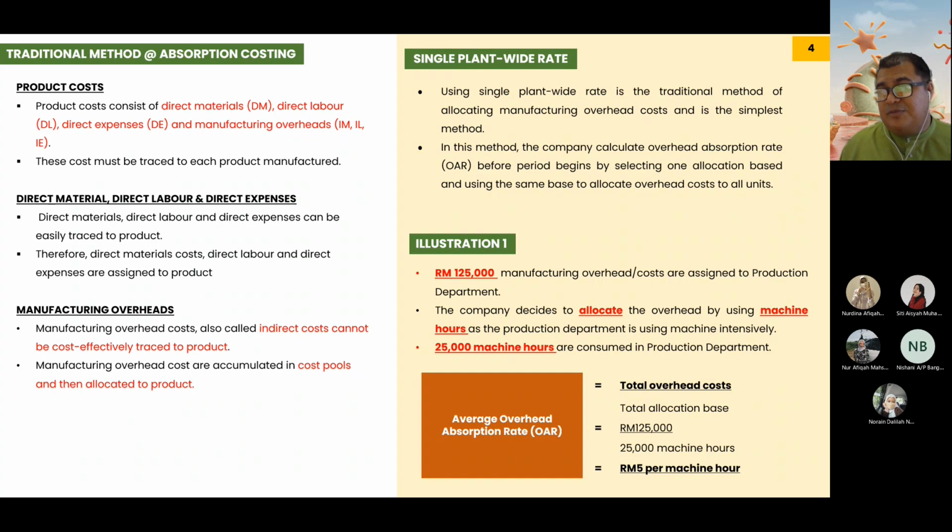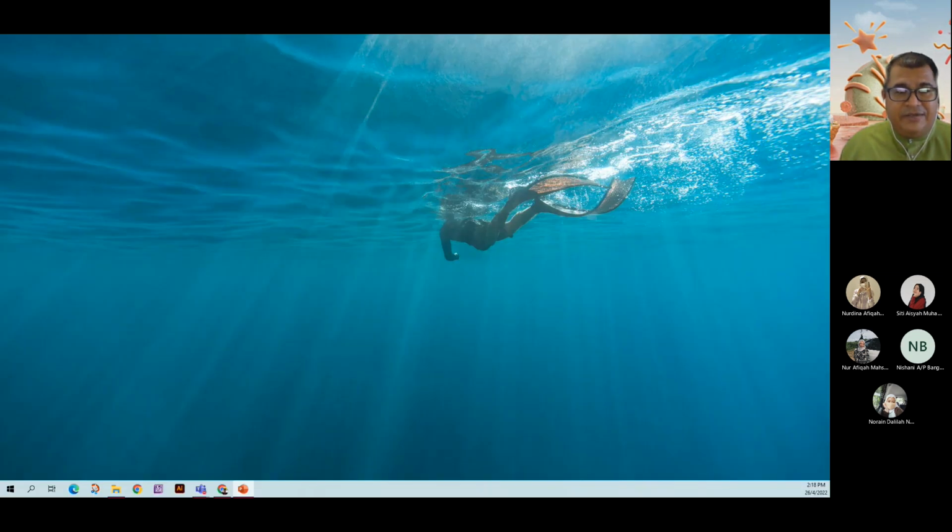Contohnya kita ada specialized special equipment. Okay, yang you charge dekat produk A sahaja. And then kalau patent tu untuk you punya satu produk tu, then you boleh charge direct dia. Okay, direct material, direct labor, and direct expenses can be easily traced to product as compared with manufacturing overhead. Therefore, direct material cost, direct labor, and direct expenses are assigned to each product respectively.